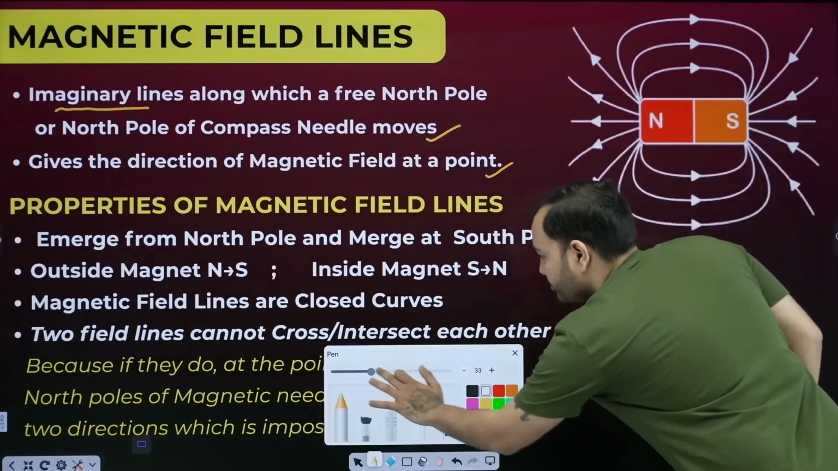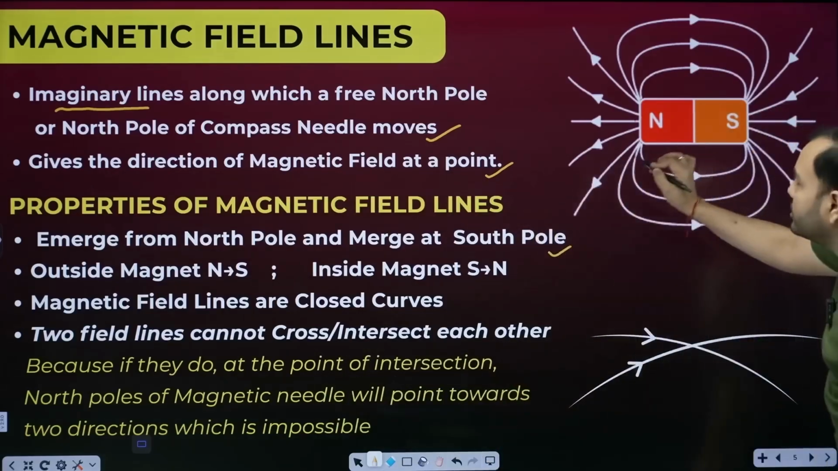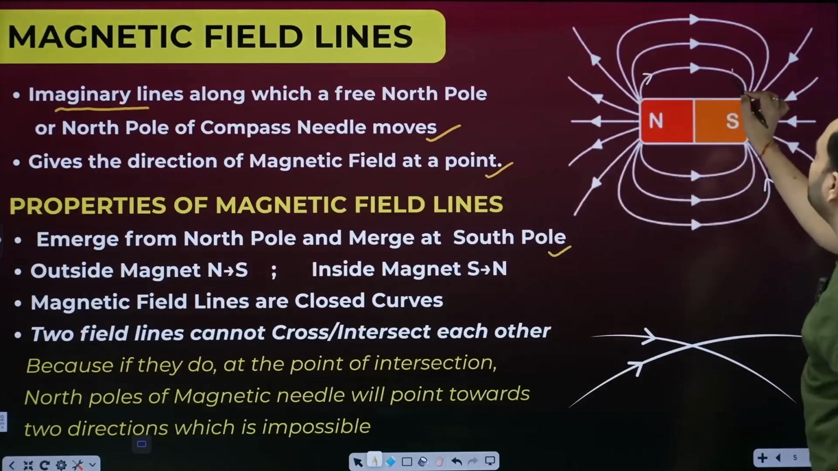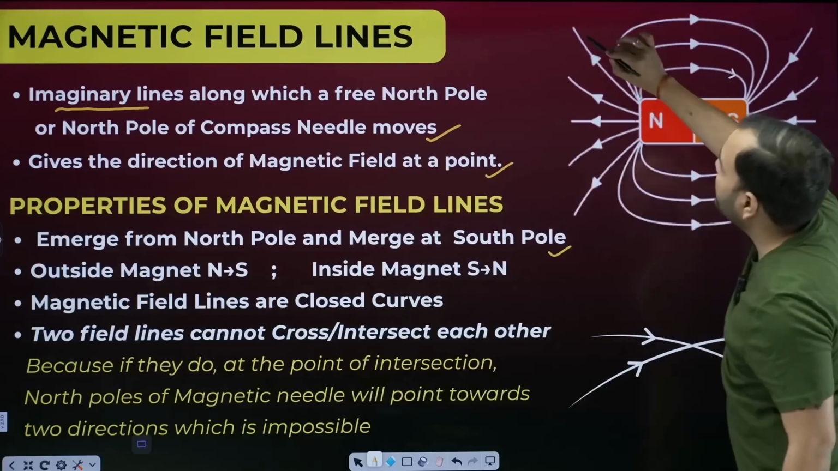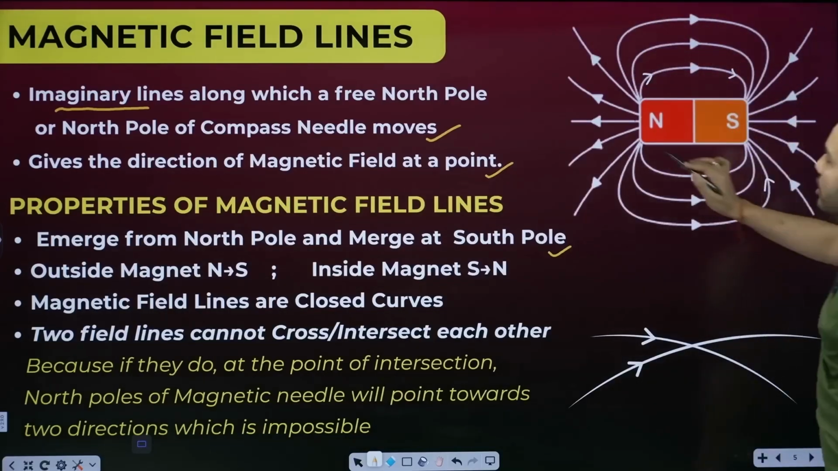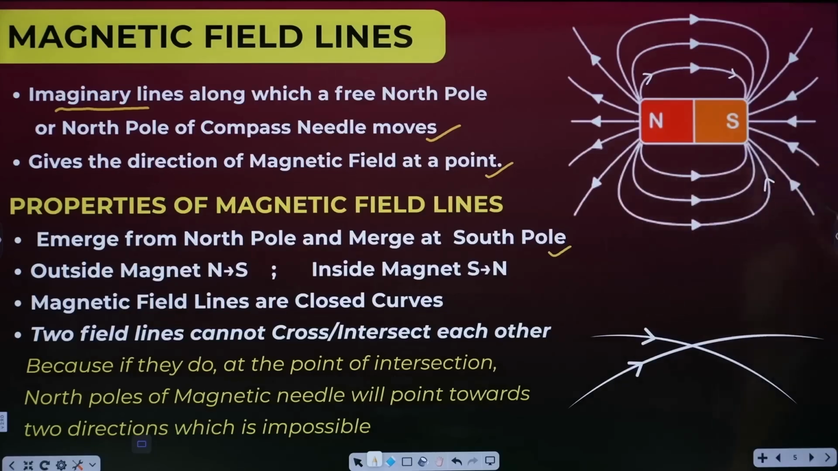Let's take a white pen. Look, it emerged from north. Where did it go? To the south. Emerging from north, it merges into south. This one too, crossing the board from here, where will it go? In the south. Where will it go? South.